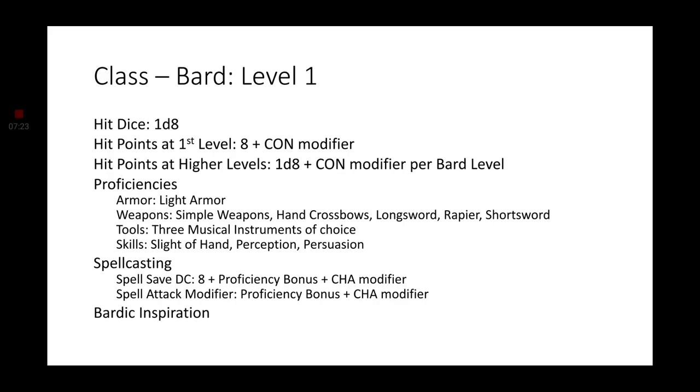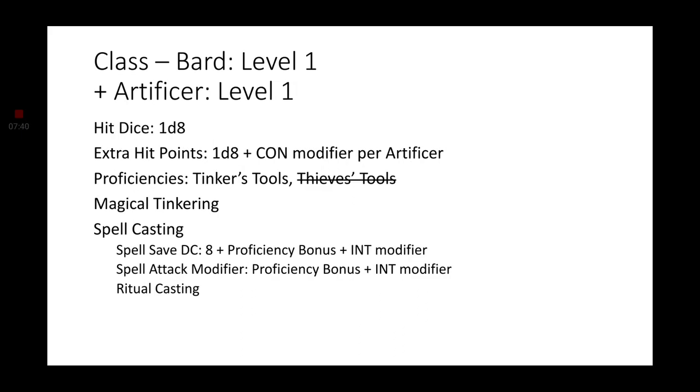For your tool proficiencies, you get 3 musical instruments of your choice. Your skills, grab sleight of hand, perception, and persuasion. Your spellcasting ability uses charisma, and you also have bardic inspiration. Speaking of that technology, we're going to multi-class into Artificer. This uses your intelligence modifier for your spellcasting proficiencies and tinker's tools, and you also get that magical tinkering.